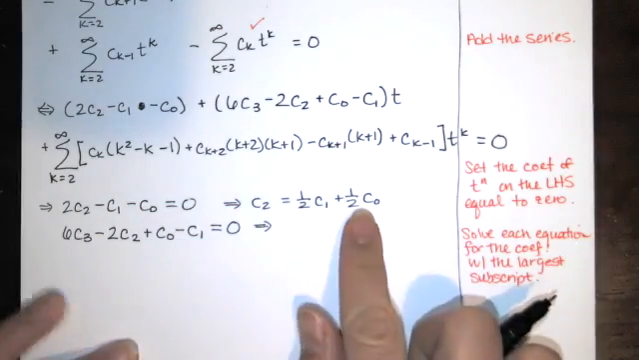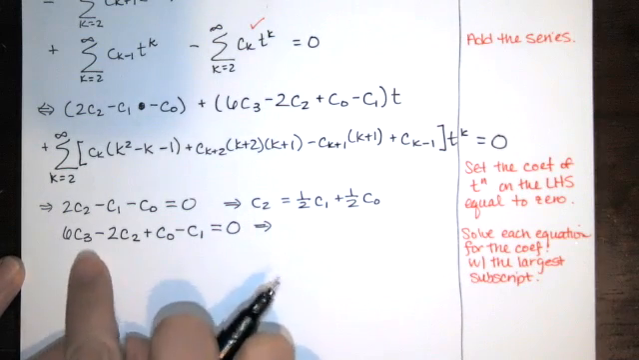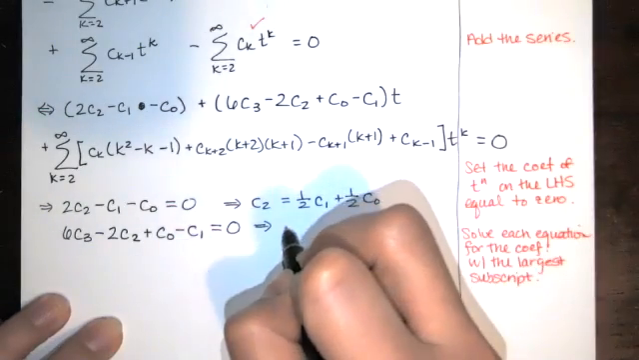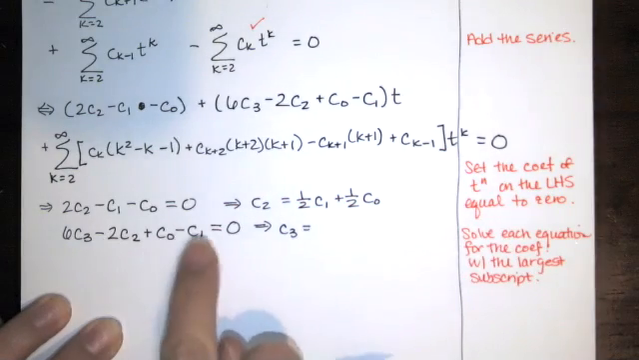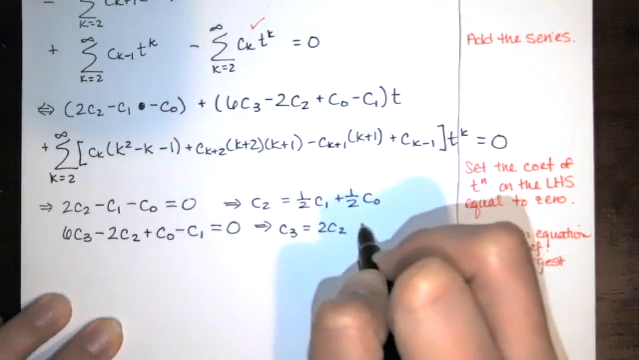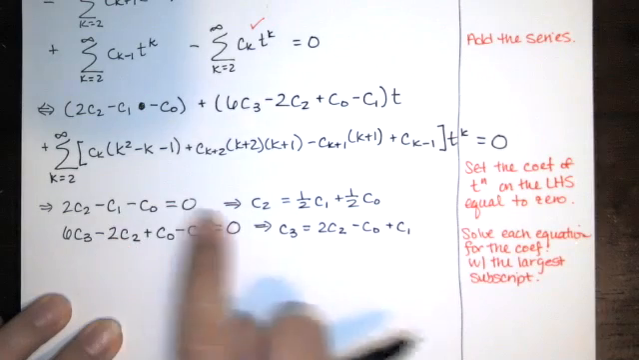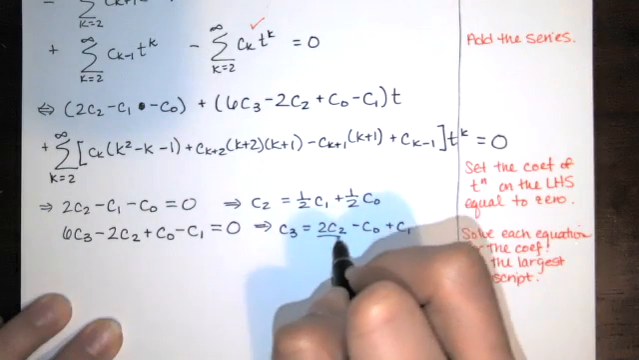And now that we know that c sub 2 is this in terms of c sub 1 and c sub 0, we can also get c sub 3 in terms of c sub 1 and c sub 0. According to this, c sub 3 is what you get when you add these, or subtract as necessary to get those on the other side. So we'll have 2c sub 2 minus c sub 0 plus c sub 1. We're just adding these, subtracting that one, and then we'll divide all of them by 6.